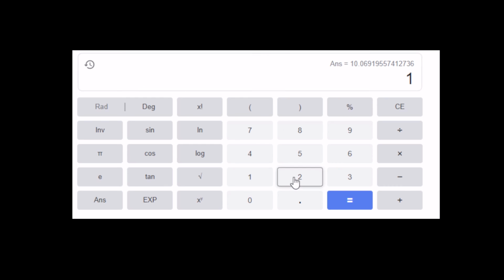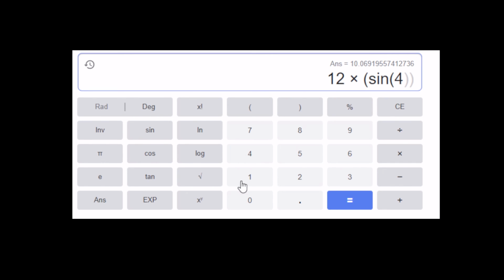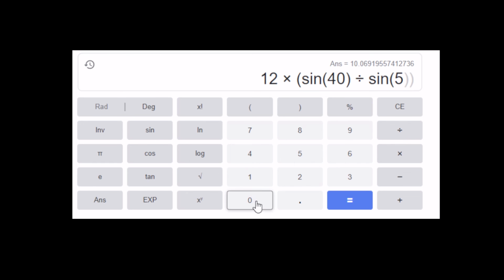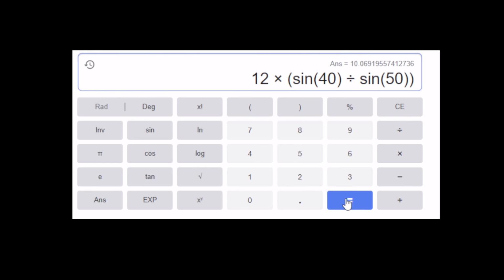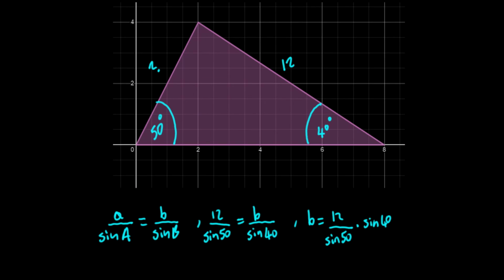So we're going to have 12 times, and we'll open up the brackets here, and we'll have the sine of 40, and of course make sure you're on degrees, and that's divided by the sine of 50. And it's going to give us an answer 10.069. So the length b is equal to 10.069.